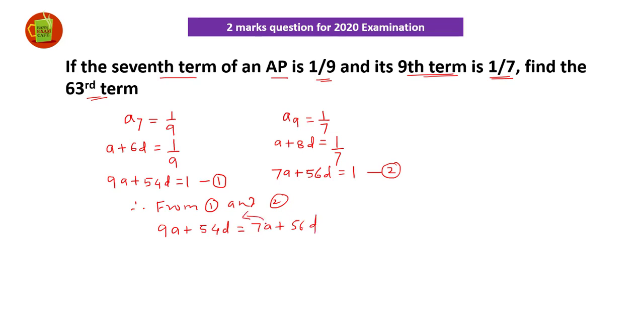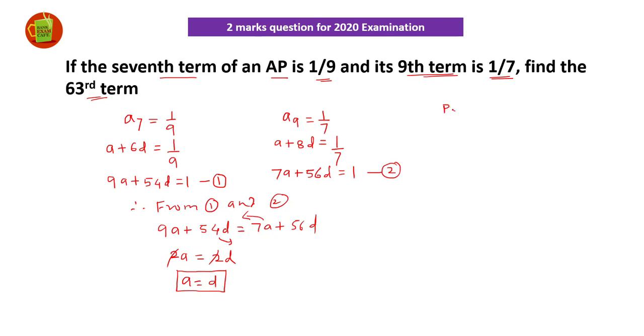So if you take 7A to the other side, it will be 9A minus 7A, that is 2A, which is equal to, if you take 54D to the other side, 56D minus 54D, that is 2D. So 2 and 2 will get cancelled and we get A is equal to D. It means in the arithmetic progression, A and D are equal. A is the first term and D is the common difference. Now here A and D are equal, so we will put A is equal to D in either equation number 1 or in equation number 2. Here we will put D is equal to A in equation number 1.